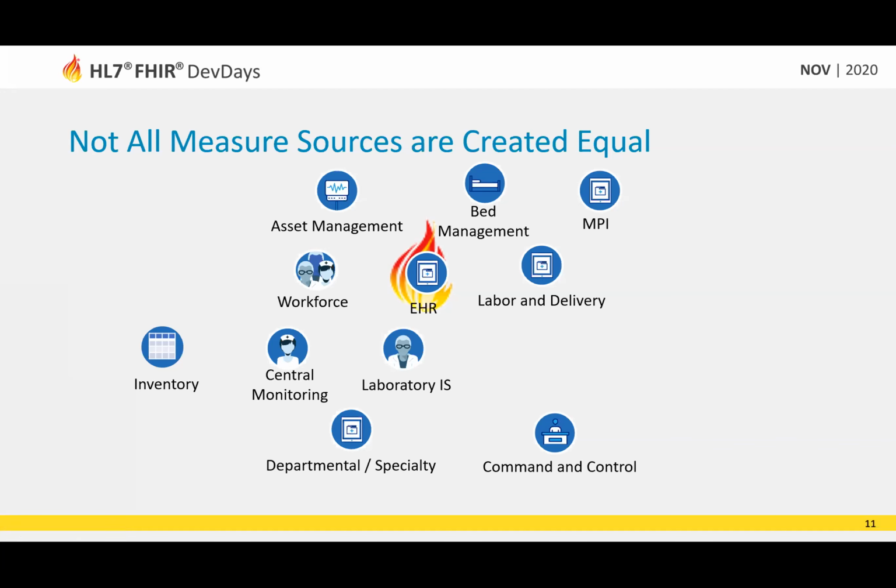Well, those orders might not be recorded in the EHR until the end of the shift, or perhaps even after that. But that central monitoring station, as soon as that ventilator's turned on and operating and sending telemetry to the central monitoring station, is going to say, well, okay, that ventilator's now in use. So it's going to have a more immediate knowledge of what's going on, and might be a better measure source for ventilators that are available.